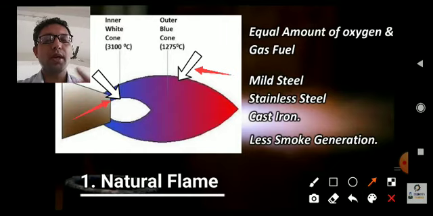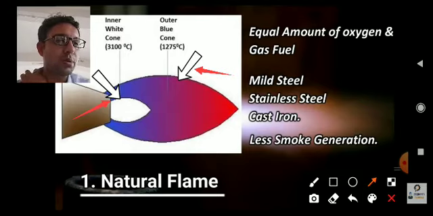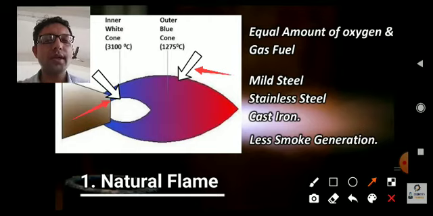So just keep in mind five points. One, the inner white cone is at 3100 degrees centigrade. Two, the outer cone is blue and has a temperature of 1275 degrees centigrade. Next point is equal amounts of oxygen and acetylene supply. Next point is less smoke is generated. And the next point is it is used to join mild steel, stainless steel and cast iron.